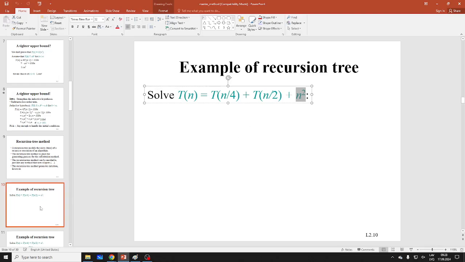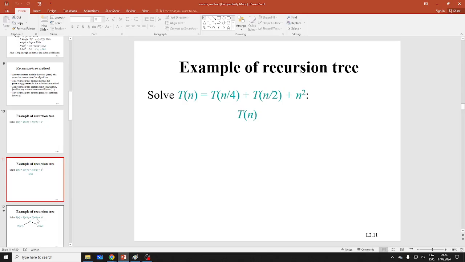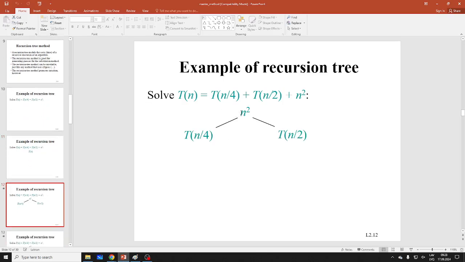So let's do this tree. First level, this n. How much work do we have to do? We substitute n, and we do n squared units of work, right? Upper level. Now we make recursive calls, n divided by 4, n divided by 2. And again, for each of these levels, how much work will we have to do? Well, n divided by 4, yeah, exactly.